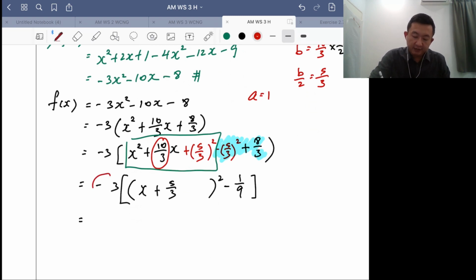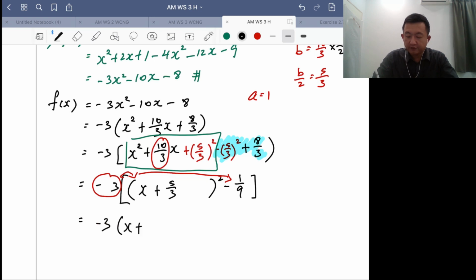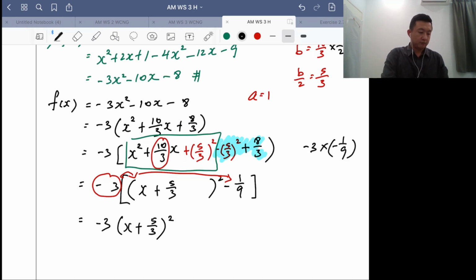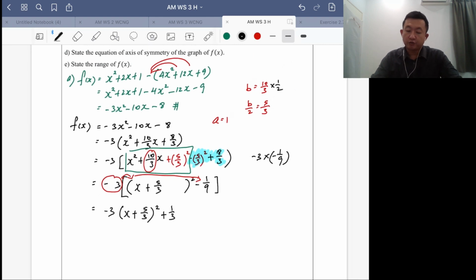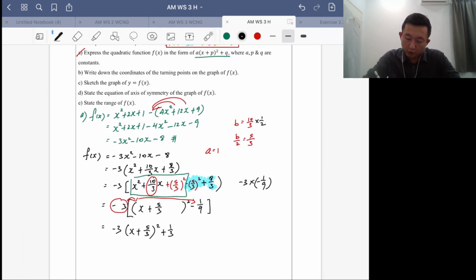Okay, now we multiply it. Make sure you multiply -3 to this bracket and also to the term at the back. Okay, so you have -3 bracket x plus 5 over 3 squared. Okay, how about -3 times -1 over 9? What do you get? You should get 1 over 3, positive 1. Okay, so this is your completing the square format. This is your a, x plus p squared plus q. That's the reason why you need to change to completing the square, is to help you find the coordinate of the turning point later. This is the working for part A.